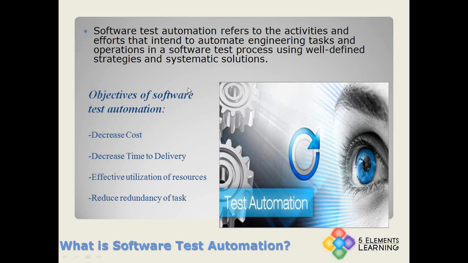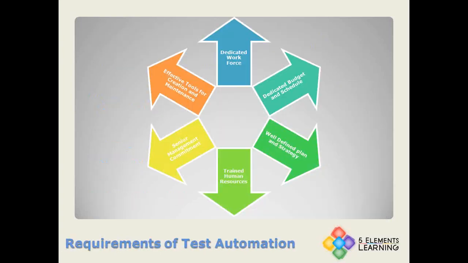It refers to the set of activities and efforts that intend to automate the engineering task and operations in a software test process using well-defined strategies and the systematic solution. What is the purpose? Why do we want to do automation? Because we want to decrease the cost it takes for us to test a product. We want to decrease the time to deliver the product. We want effective utilization of resources, and we want to reduce the redundancy of the task.